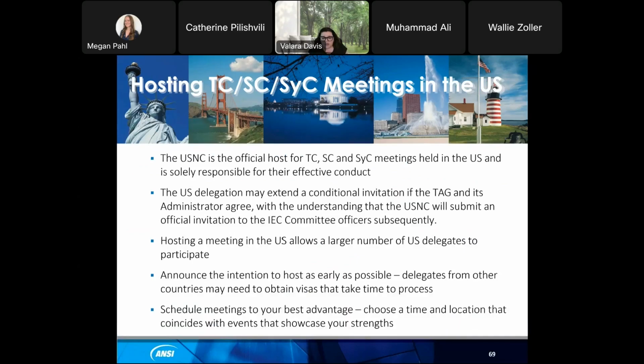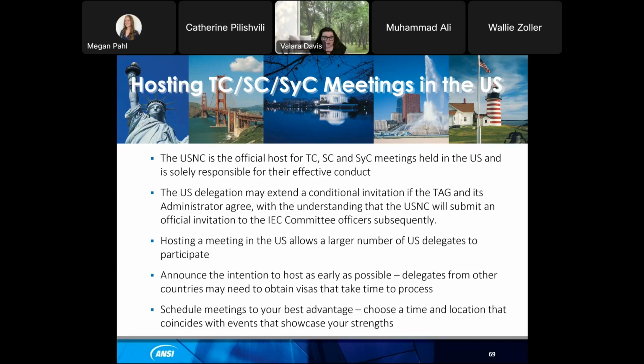When we do determine that we want to officially host a technical committee, subcommittee, or systems committee, the US National Committee is the official host, and the US is solely responsible for the effective conduct of the meeting. The US delegation may extend a conditional invitation if it's agreed to by the TAG and the TAG administrator agrees, understanding that the USNC will then submit an official invitation to the IEC committee officers, indicating that the US is willing to host. It's important to coordinate that hosting opportunity within the fuller US TAG.